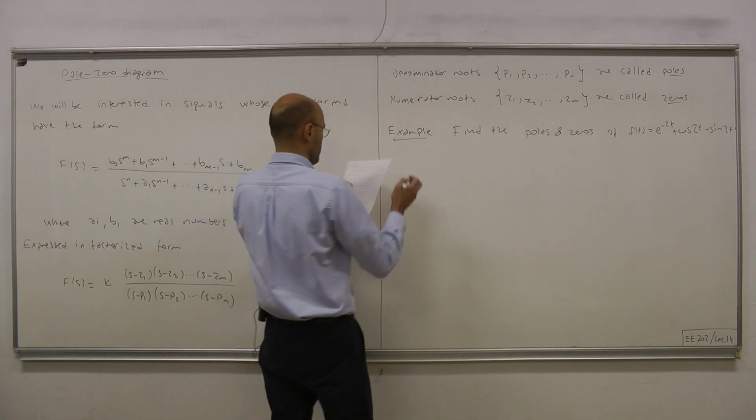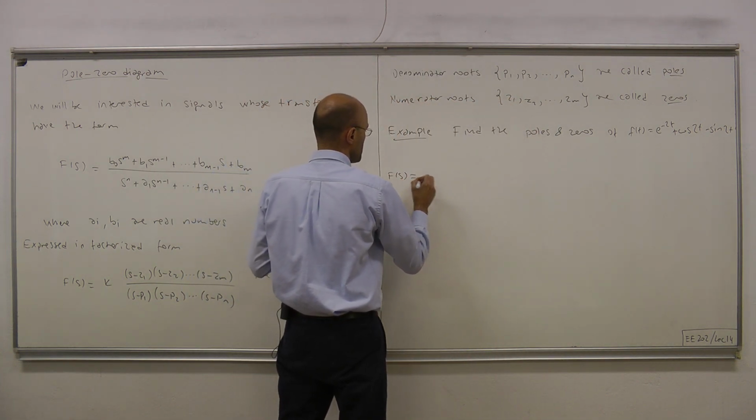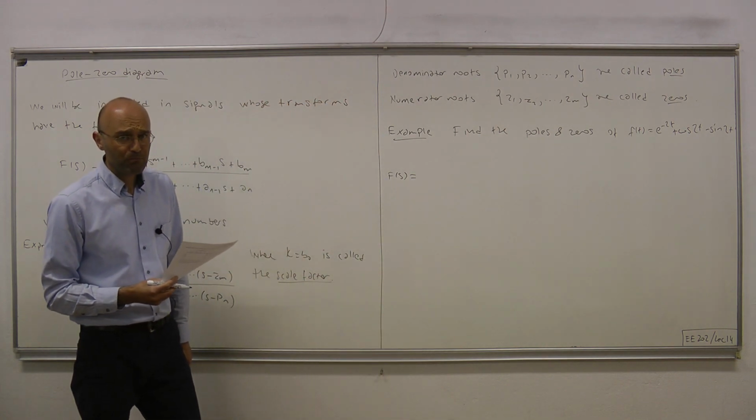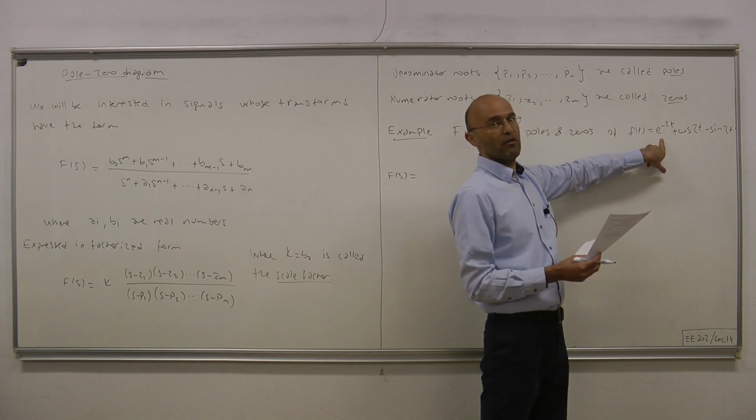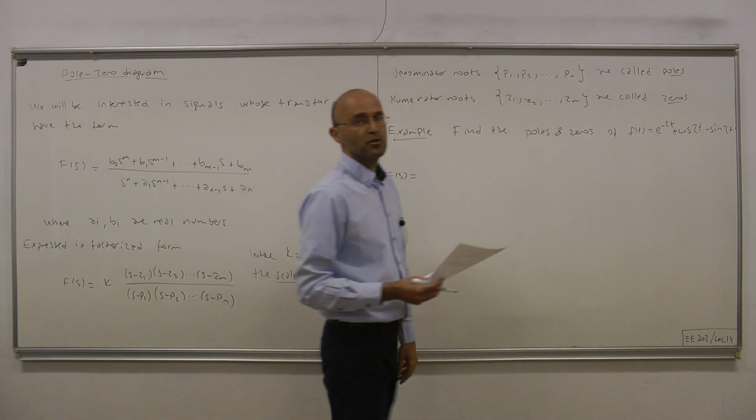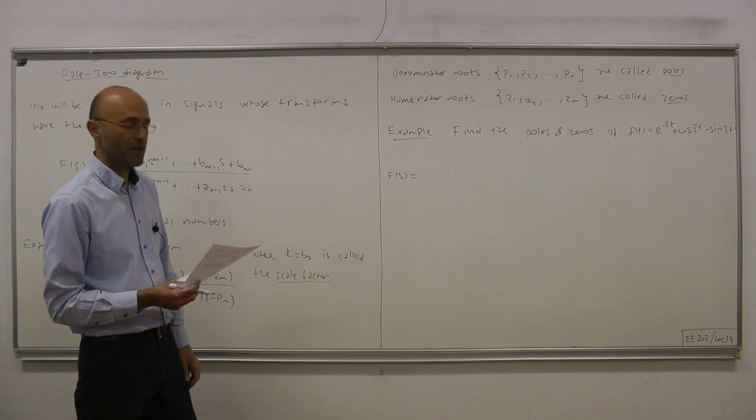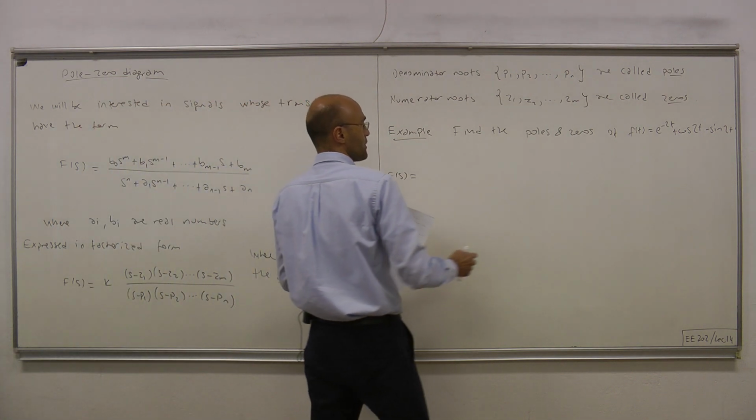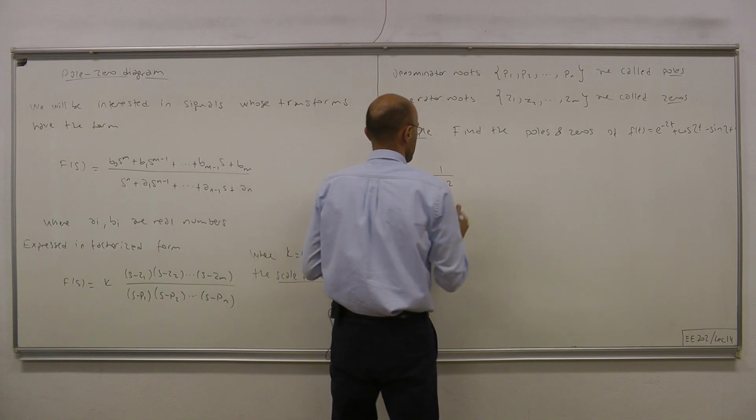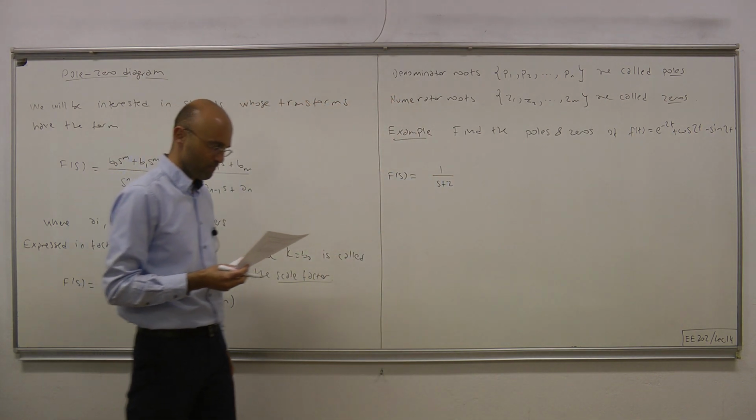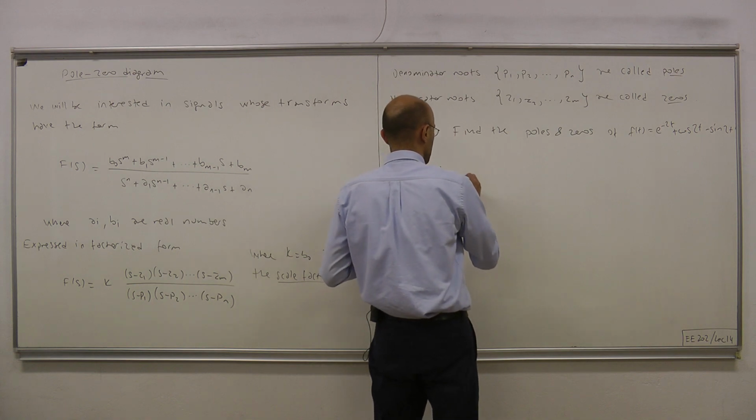Okay, so F of s can be written as the sum of three Laplace transforms: the Laplace transform of this exponential, the Laplace transform of cosine 2t, and the Laplace transform of minus sine 2t. Now, the Laplace transform of this exponential function is 1 over s plus 2.